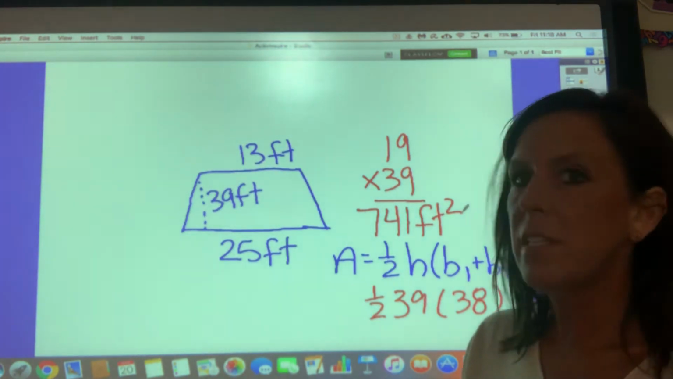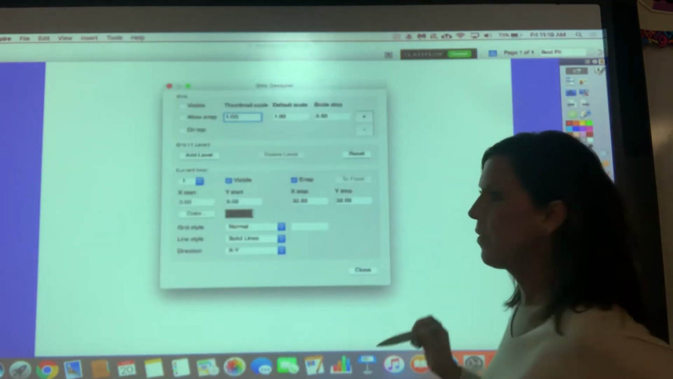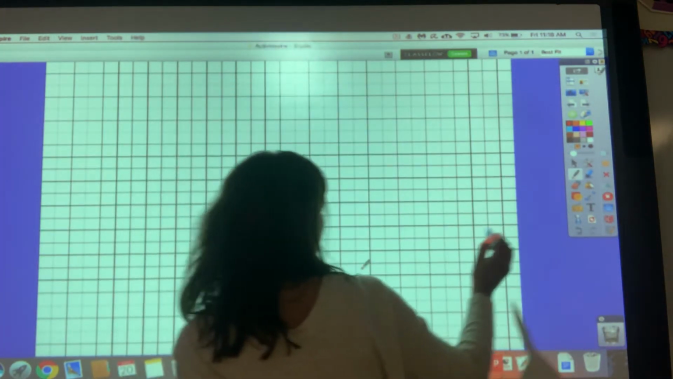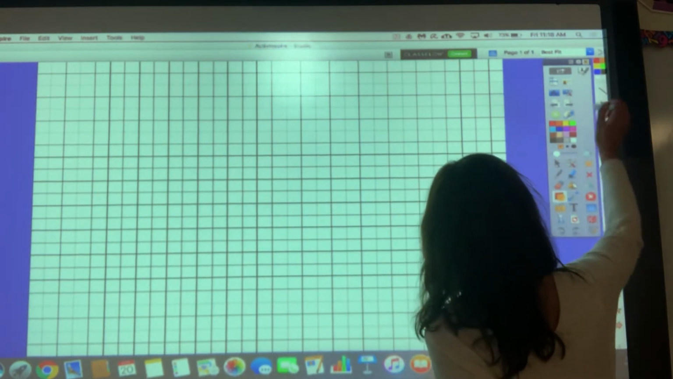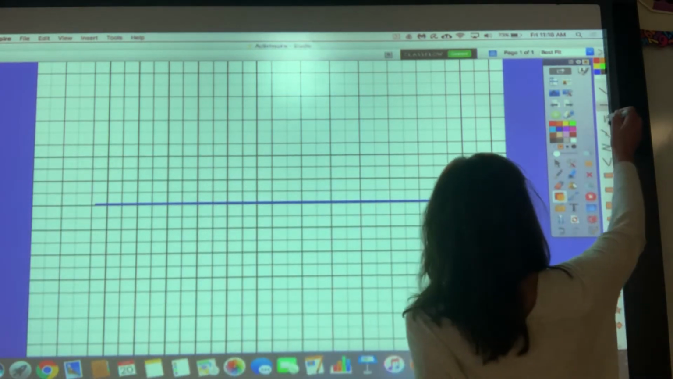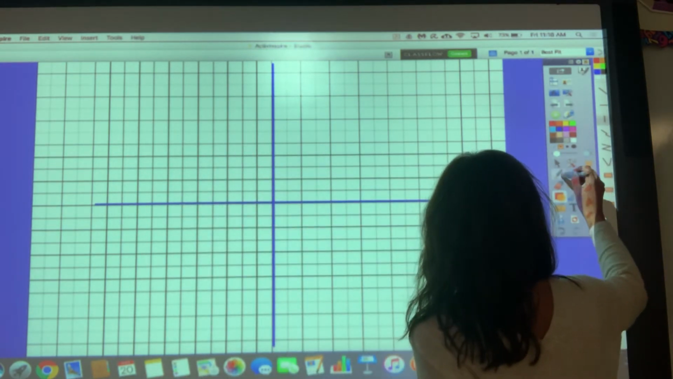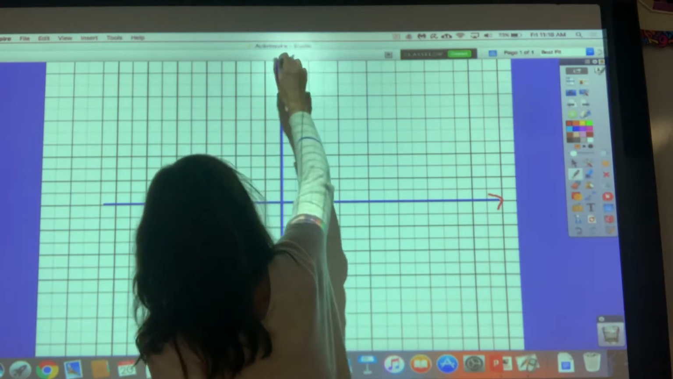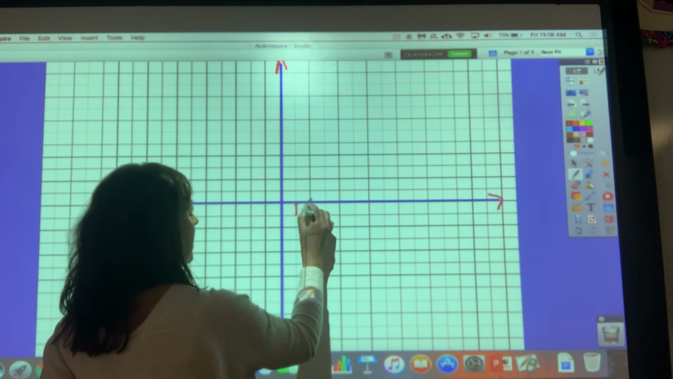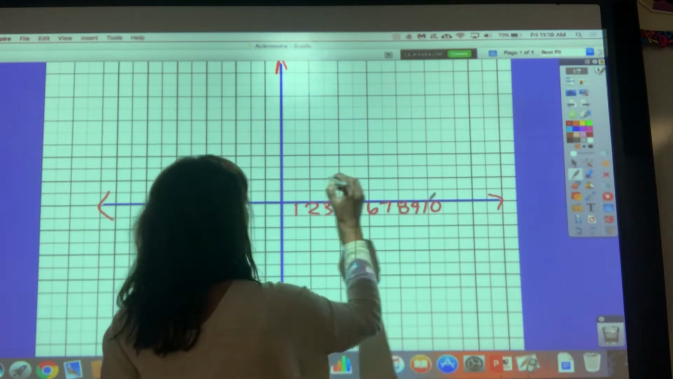Okay, so now we're gonna go to the coordinate plane and we're gonna look at how to find the area of both parallelograms and trapezoids on the coordinate plane. So again, hopefully you have a few coordinate planes made up ahead, but if you don't, go ahead and make a coordinate plane. Of course, I'll have to make mine. So X and Y axis. And then let's go ahead and number out to 10 if you haven't already numbered out to 10, because I think one example I'm going to use goes out to 10.